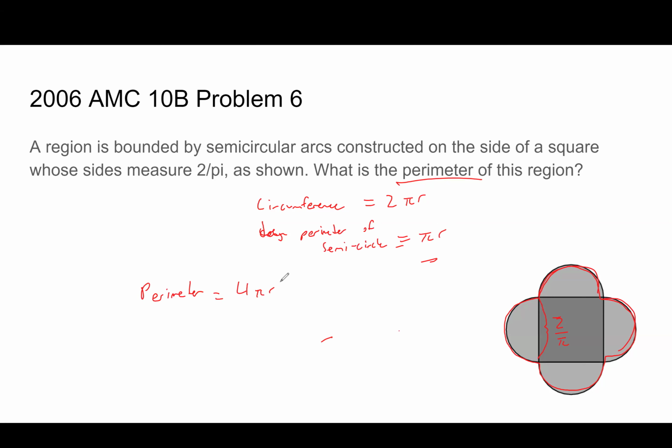Someone said something. If that's 2 over pi, there's 1 like pi.